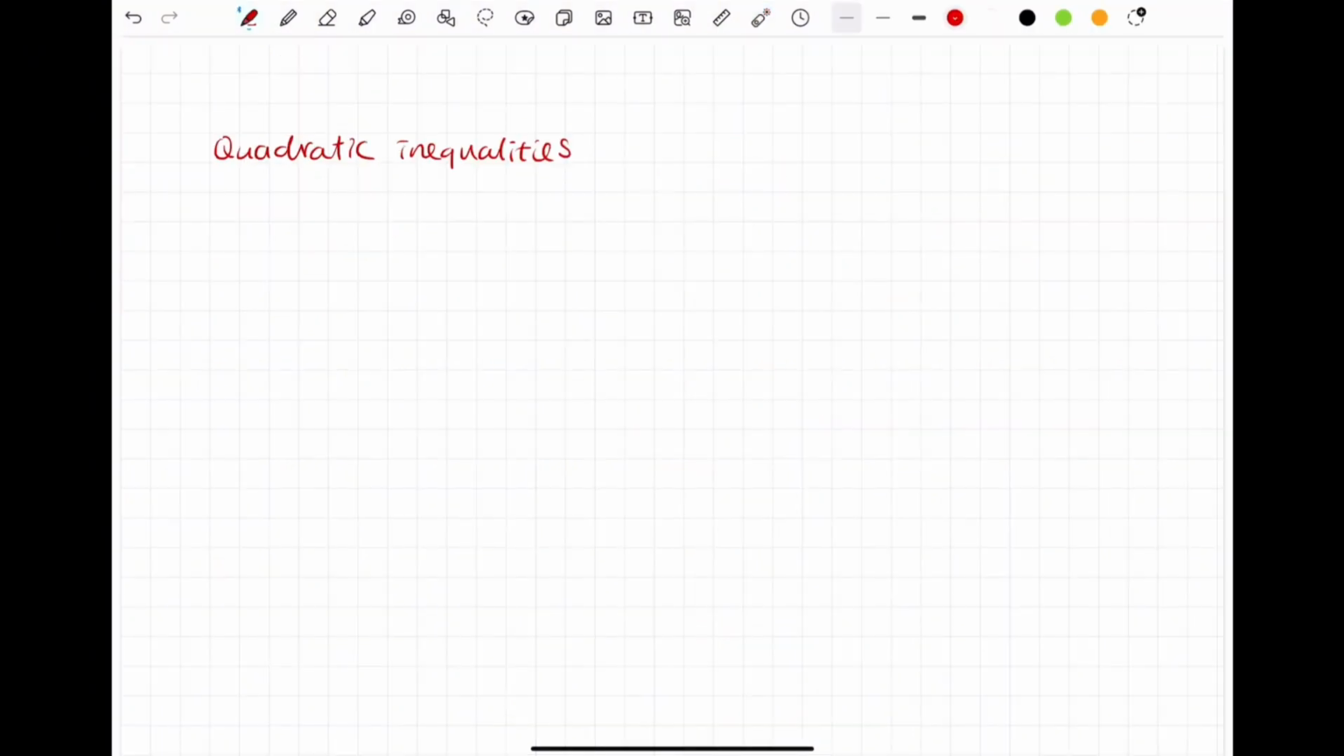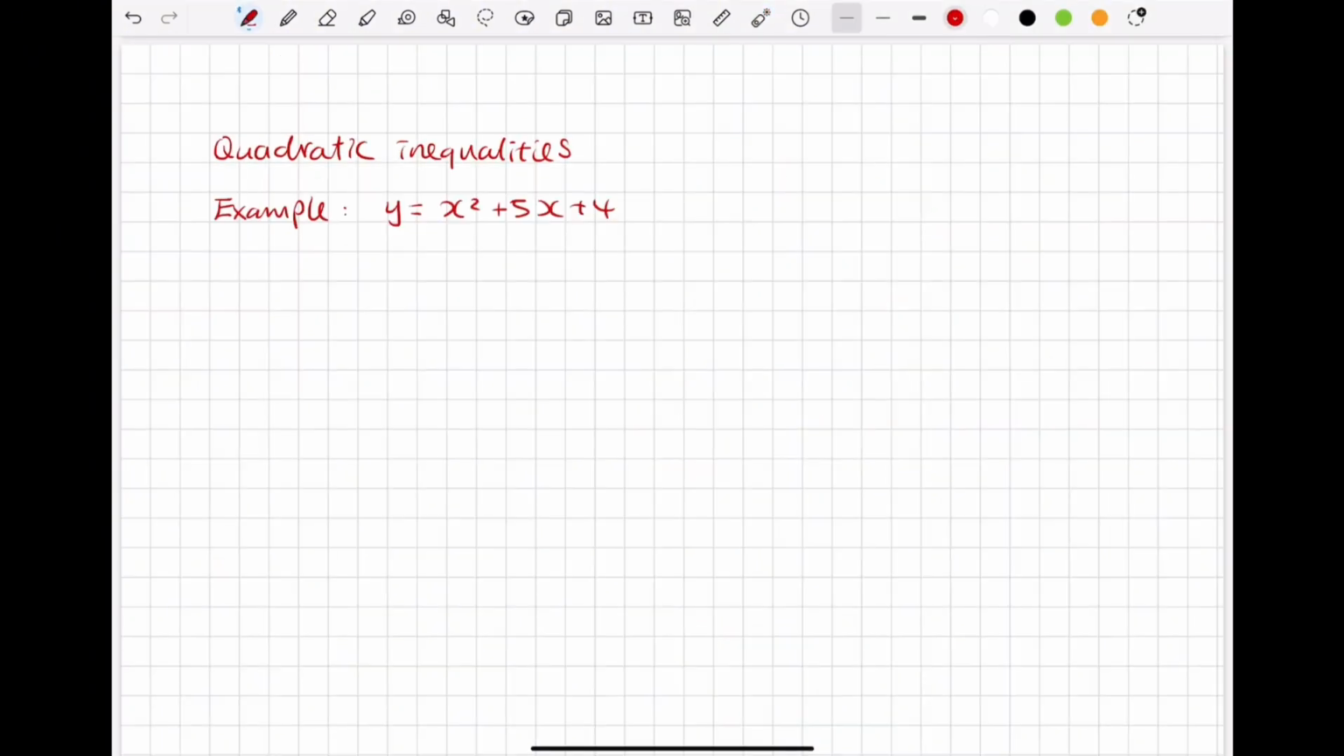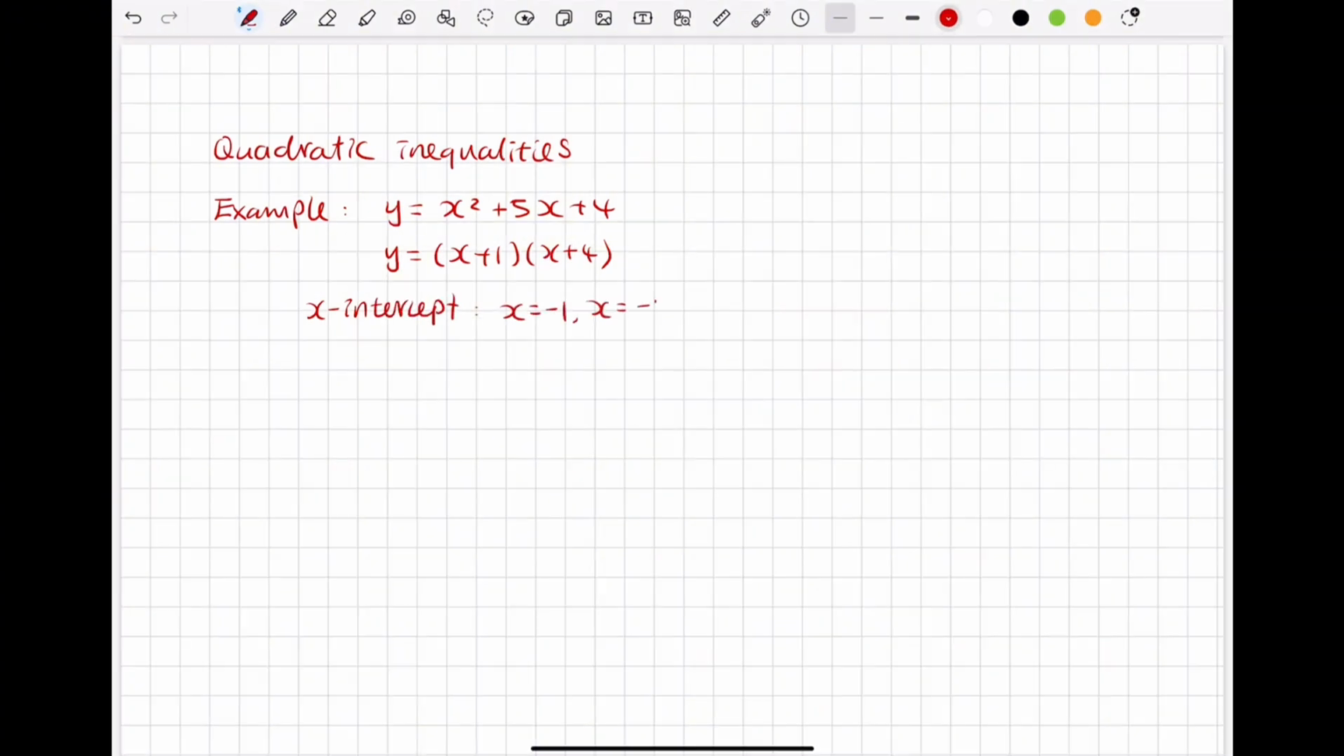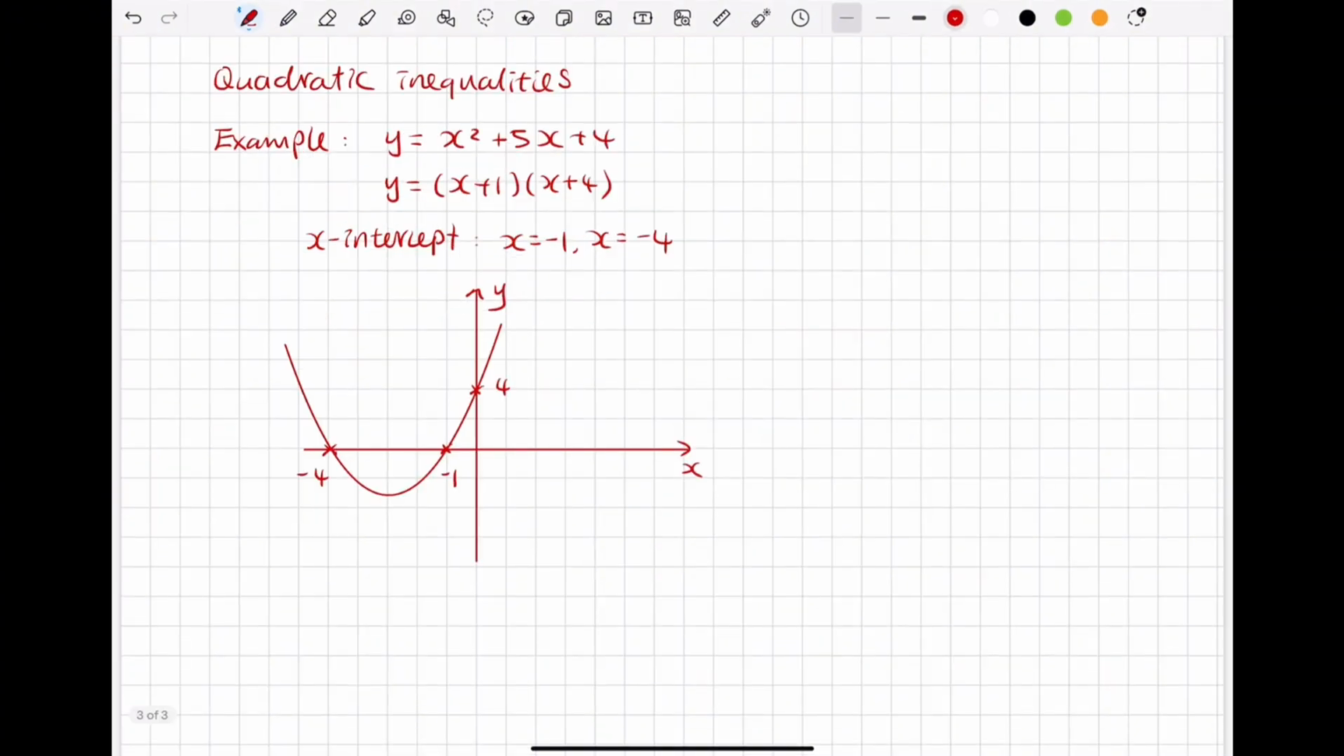Okay, so now moving on to quadratic inequalities. Here is an example. If we wanted to sketch the graph of the equation y equals x squared plus 5x plus 4, first we want to factorize to find its x-intercepts. So we will find that the x-intercepts are negative 1 and negative 4. The y-intercept is 4. So what we want to do next is solve the inequality x squared plus 5x plus 4 is greater than 0.